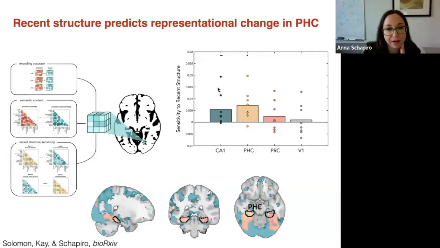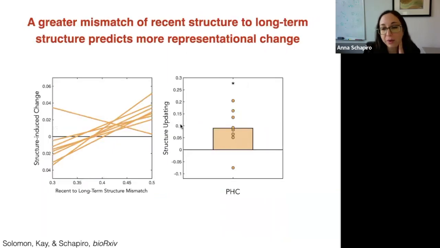Okay, and then we found that the more the recent structure mismatched the longer term structure of the data set co-occurrences, the more representational change we saw on this timescale, which suggests that the brain is doing more updating when there's more to learn, more to update.